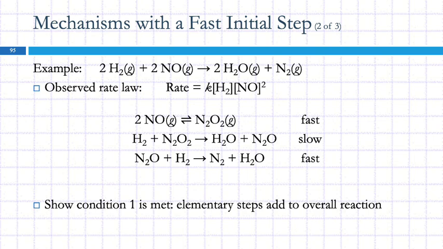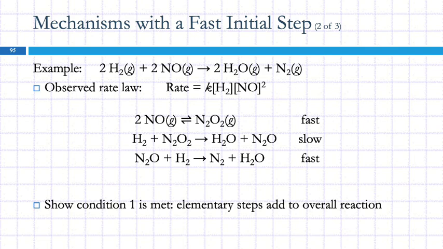There's two up here. So here's an example of H2 reacting with NO. Here's our observed rate law. So here is a mechanism for that. We have two NO reacting to form N2O2. This is a fast step. And then we have a slow step, and then another fast step.